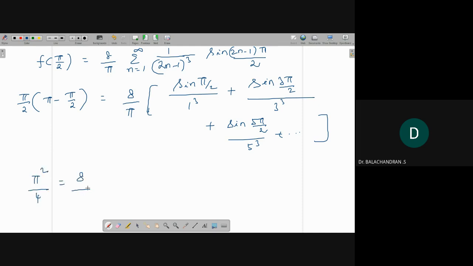So 8 by pi, this is actually 1 by 1 cube. Sine 3 pi by 2 is minus 1 by 3 cube. Sine 5 pi by 2 is 1 by 5 cube. And then minus and so on. So which is equal to, I need only this series. This is equal to pi cube by 32.